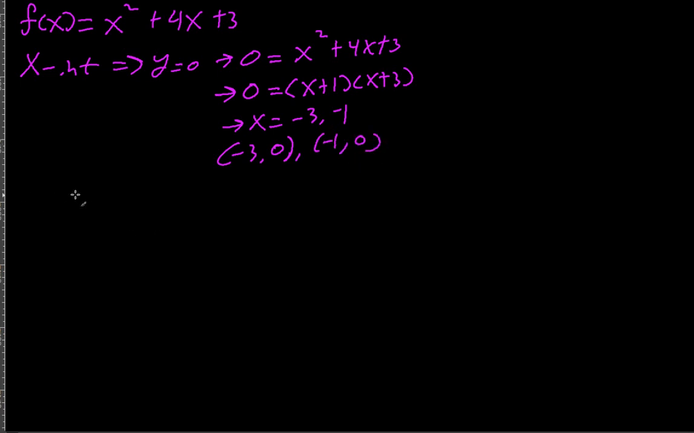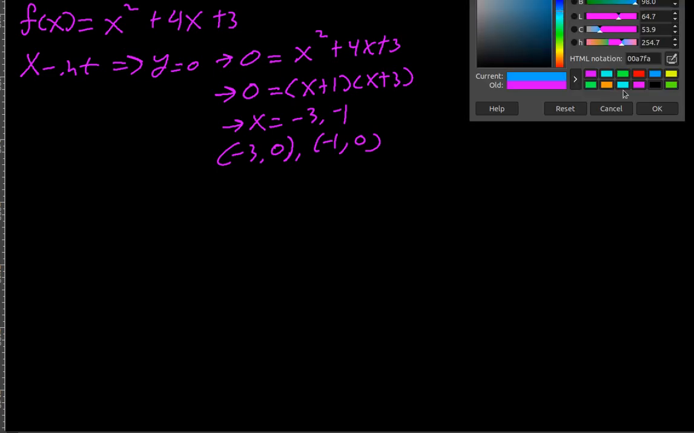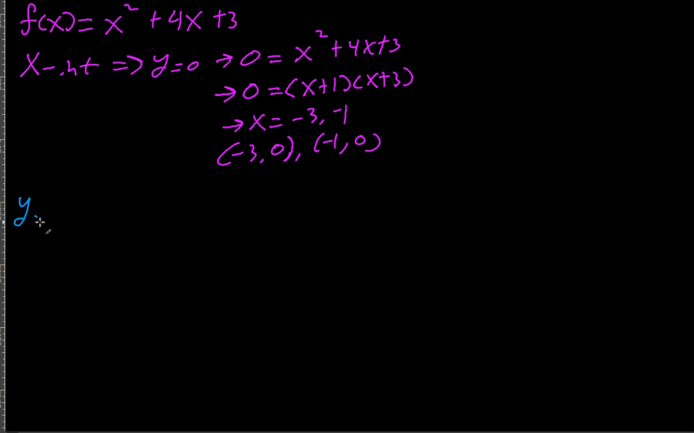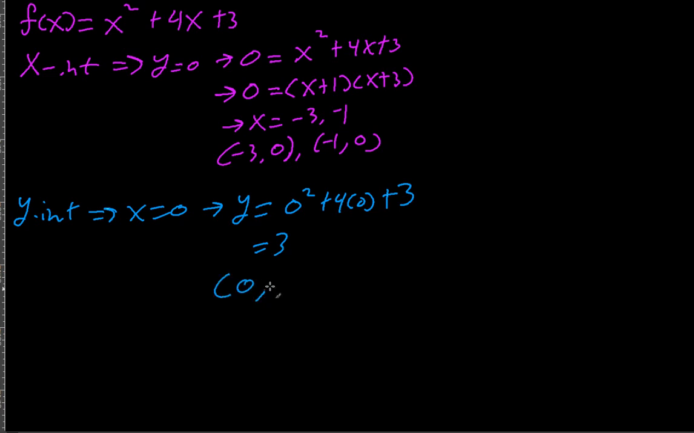Okay, now let's find the y-intercept. The y-intercept is very easily found, and this implies that x equals 0. If x equals 0, then y equals 0 squared plus 4 times 0 plus 3. So y equals 3. So this is happening at the point (0, 3).